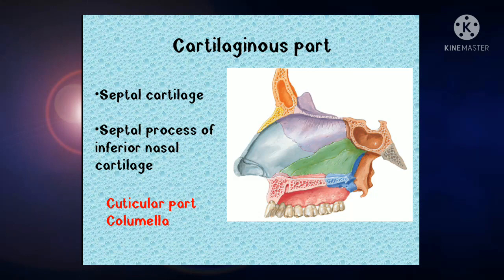And the septum has four borders. They are superior, inferior, anterior and posterior borders. And it has two surfaces. They are right and left surfaces.